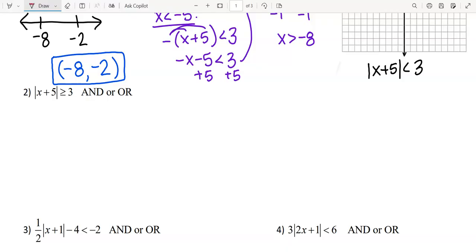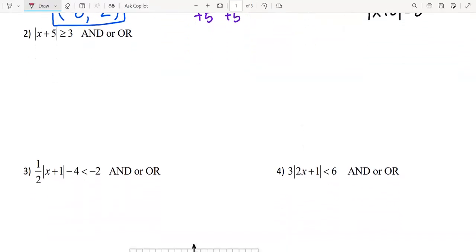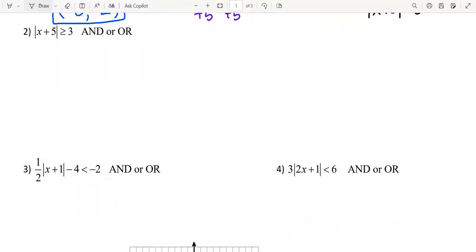Ready to do the next one? Yeah? Who thinks, okay, is this an and or an or? Remember Gore-land? It's greater than, so it's an or. This is an or. Who thinks they could solve this one on their own?